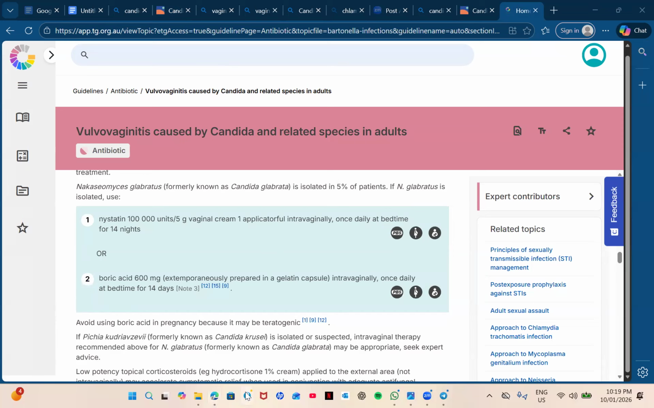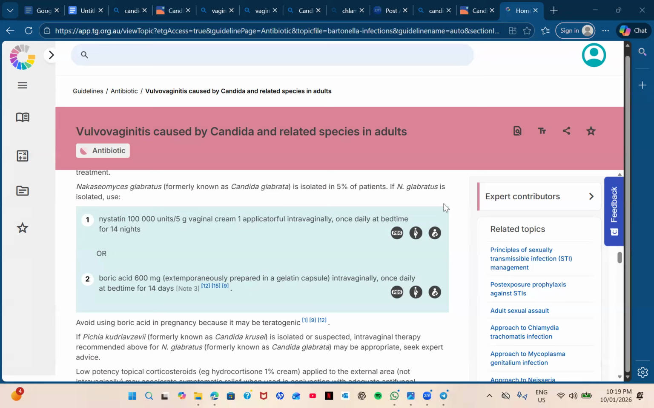What do you think, doctors? Boric acid. What about other doctors? I'll go with nystatin. What about other doctors? Type your answers in the chat. We have 18 doctors.